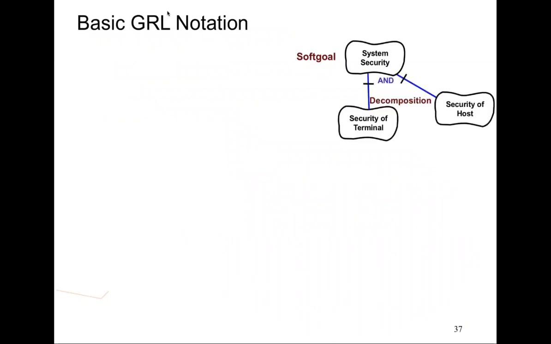So when you see this simple example, that's a soft goal. And now we have two other goals, to satisfy a system security soft goal. It is composed of two other soft goals. The first one is you need to assure the security of the terminal as well as the security of the host. So that's why the decomposition is an AND relationship.